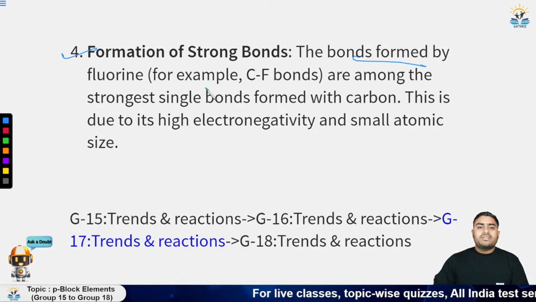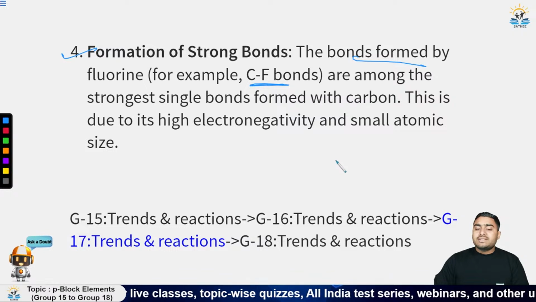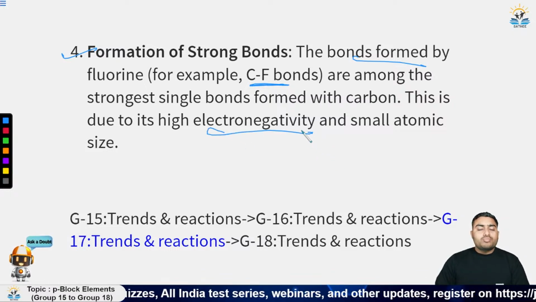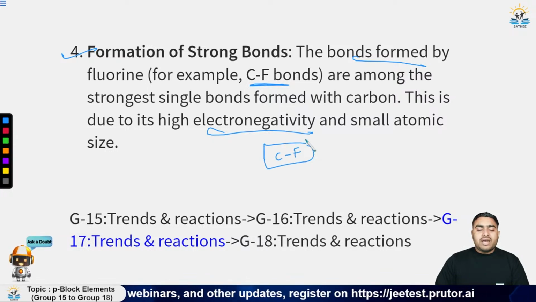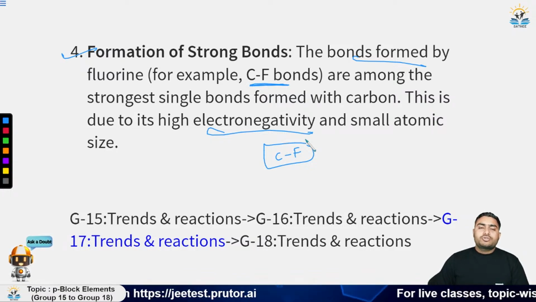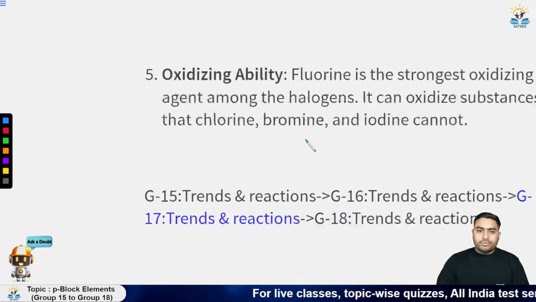The bonds formed by fluorine, for example C-F bonds, carbon-fluorine bonds, are among the strongest single bonds formed with carbon. This is due to its high electronegativity and small atomic size. That means the overlapping will take place very clearly, and due to its high electronegativity, the bonds become strong, right? And due to its small atomic size, the region of overlapping will be more.